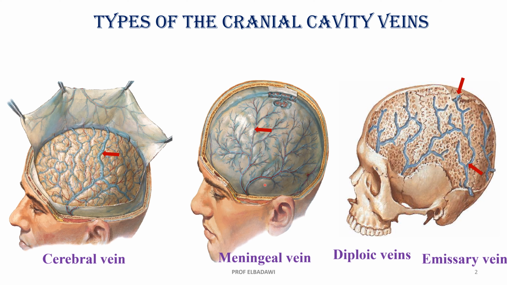You find it on the outer surface of the brain here, but it drains all the parts of the brain, hemispheres and brainstem, cerebellum, all of them, and ends in the dural sinuses, the venous dural sinuses. These are the types of the veins dealt with in the skull, outside, inside, all within the bones.